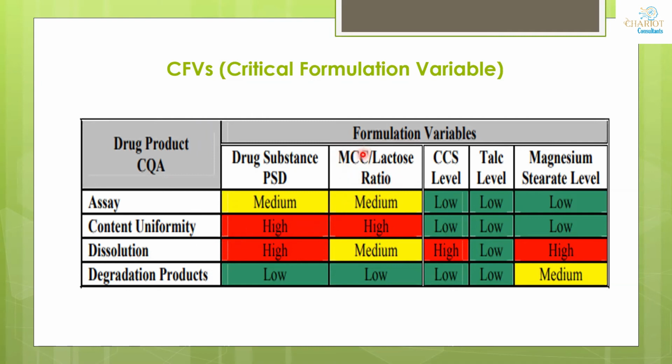And if you are changing the MCC lactose ratio, it will also affect your compressibility. If you are using a high amount of MCC and less lactose, your compressibility will be good. But if you are using higher lactose and less MCC, the compressibility of your granules will be less. So segregation can happen, and it can impact your content uniformity. If it is impacting your content uniformity, it can impact your assay values. Then CCS. CCS means croscarmellose sodium.